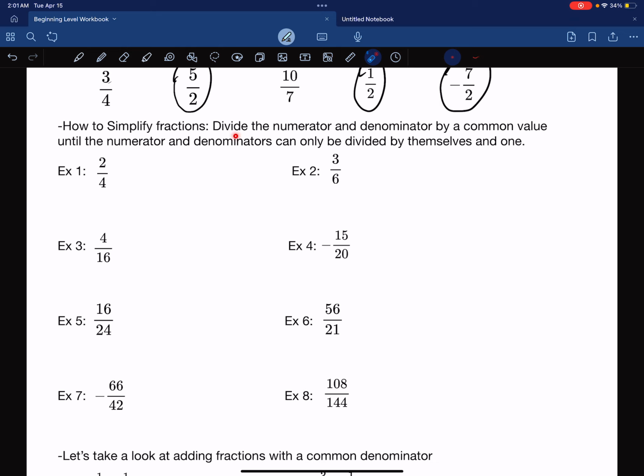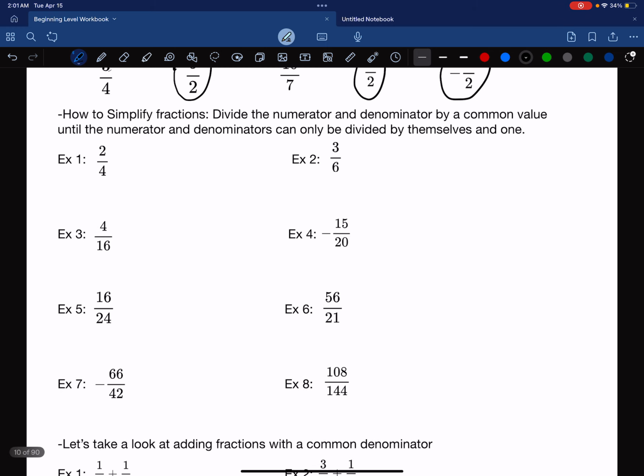So to simplify a fraction, we want to divide the numerator, this top number, and denominator by a common value, until the numerator and denominators can only be divided by themselves and 1. So that's a lot of words, a lot of stuff at once. But let's work through example 1 together, and it'll start making more sense once we work through it. So in example 1, we have the fraction 2/4. Now to simplify this, we have to ask ourselves, is there a number that we can divide 2 and 4 by evenly to make it a smaller number?